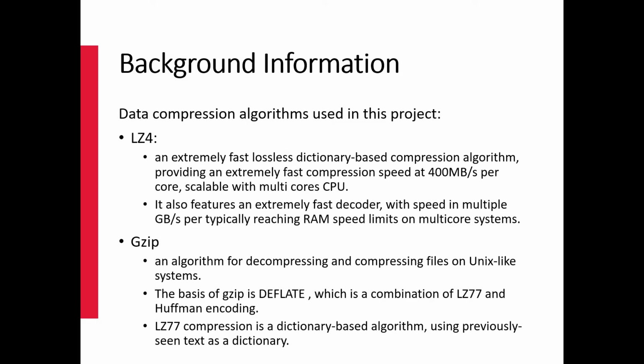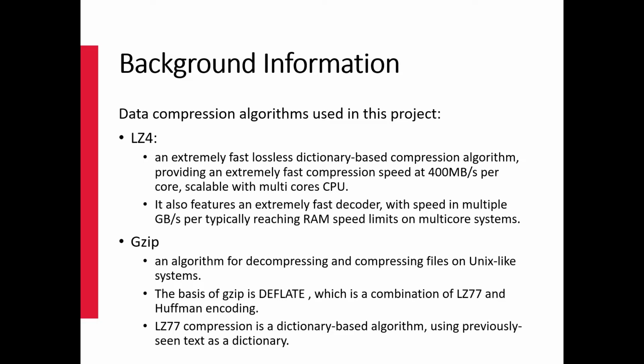As I mentioned, there are three data compression algorithms used in this project. The first is LZ4. LZ4 is an extremely fast lossless dictionary-based compression algorithm providing an extremely fast compression speed at 400 megabytes per second per core, and it is scalable with multiple core CPU. It also features an extremely fast decoder with speed in multiple gigabytes per second, typically reaching RAM speed limits on multiple core systems.